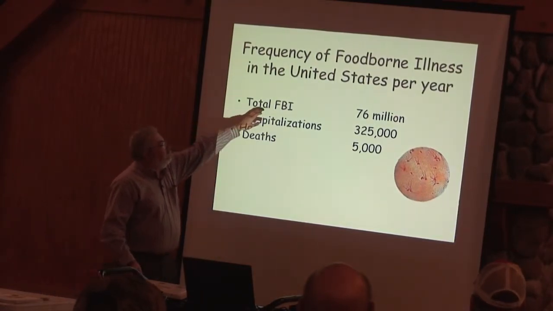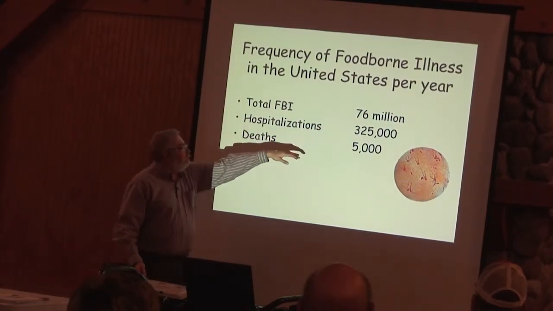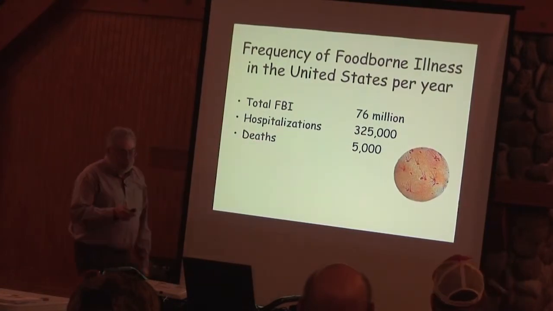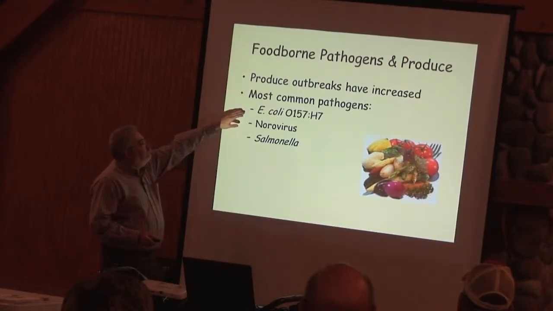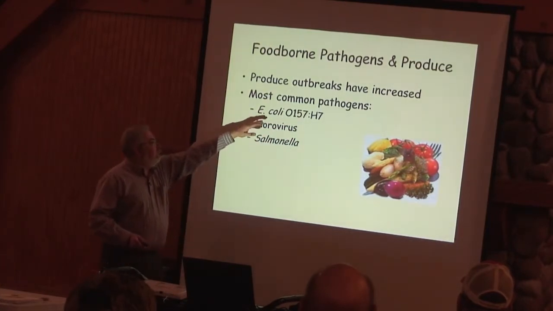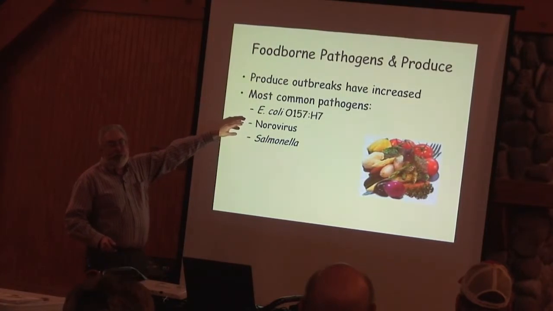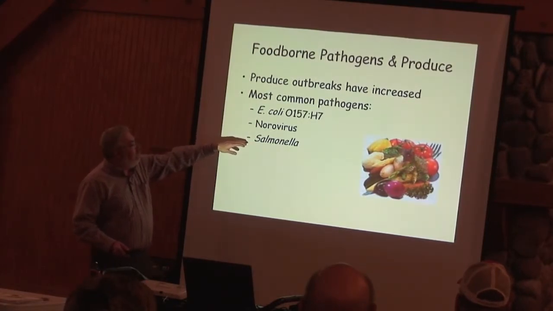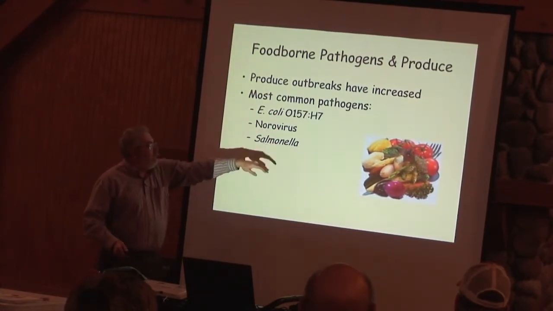Total foodborne illnesses per year in the United States is 76 million. Hospitalizations, about 325,000, about 5,000 deaths. But certainly not all from manure. A lot of these are from produce, where we have the most common pathogens for foodborne diseases. E. coli O157:H7, you hear about that one in the news. Norovirus, you've probably heard about this one. This is the one they worry about on cruise ships. It's not really from the manure. Or salmonella, E. coli O157:H7, the salmonella you find in manure. Norovirus, not so much.